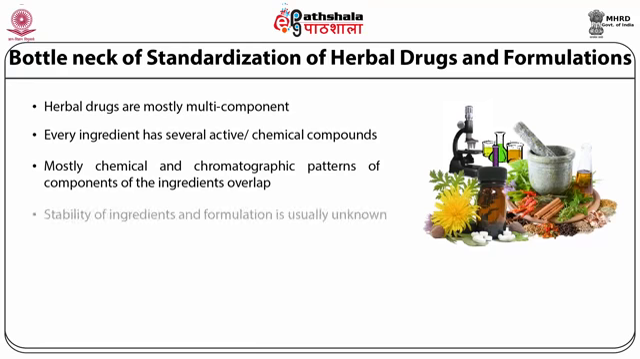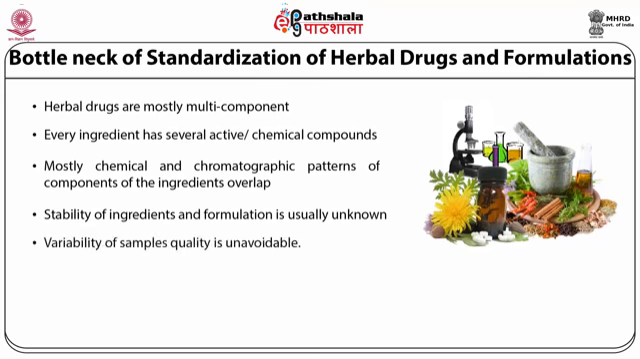The fourth one is that the stability of ingredients in the formulation is usually unknown. We don't know about the stability profile of the ingredients at the start or in the finished product. Number five, the variability of samples with respect to their quality is almost unavoidable. The ingredients included in these herbal formulations routinely show variability. One batch of ingredients doesn't match another with respect to chemical composition, so this makes the job much more difficult.